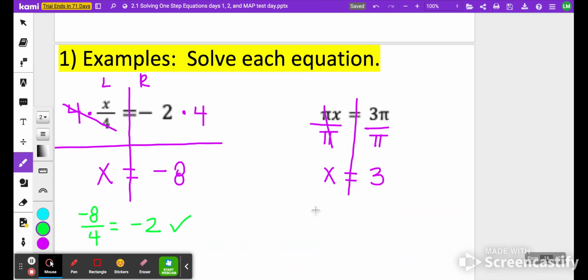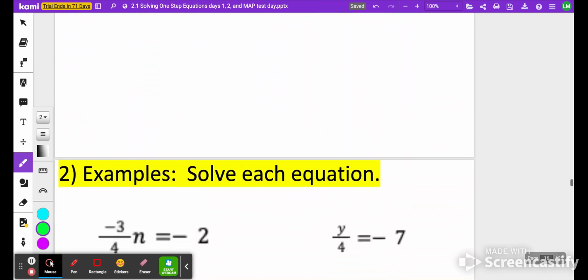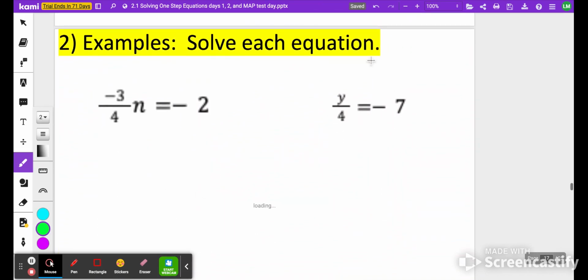Again, to check my work, I can plug in 3 wherever x was. So I had pi times 3 is equal to 3 times pi, and that is also correct. Now's the time where you want to start pausing the video and trying these yourself. Go ahead and pause the video and click play when you're ready to check.